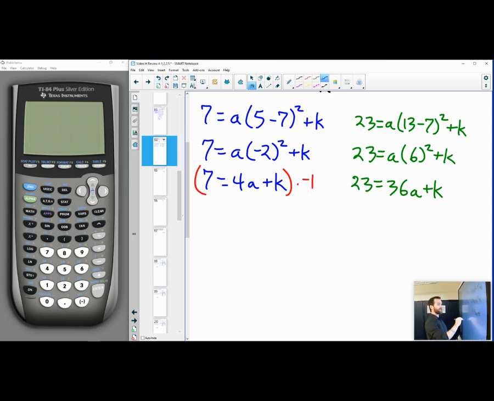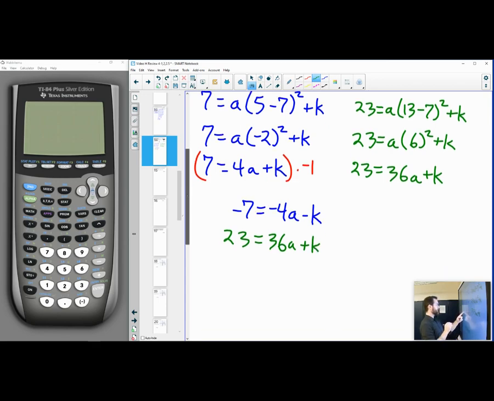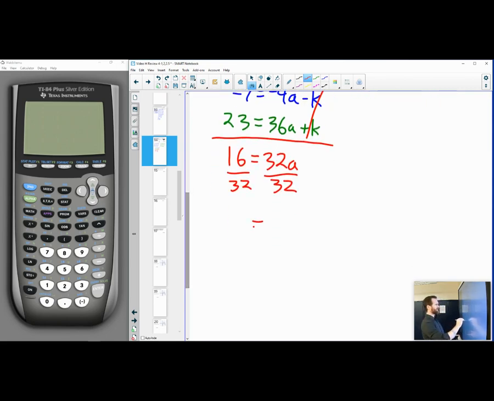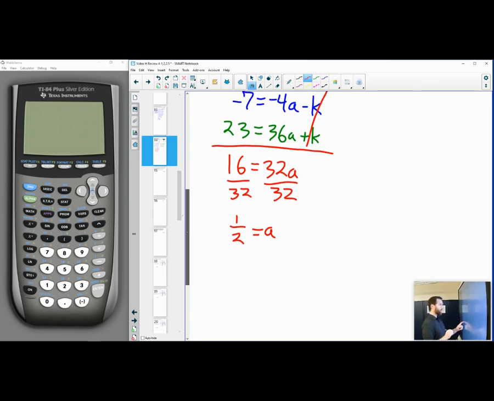Then the blue one becomes negative 7 equals negative 4a, almost forgot to distribute, minus k. And the green one stays the same, so I'll write it right under it. 23 equals 36a plus k. Scroll down. Now, if we combine these two equations, the k's will cancel out. They'll go away. So we'll only have one variable. So let's see, 23 take away 7, that's going to be 16 if I'm doing that correct in my head. I think I am. Equals 32a. Yep, looks good. Divide by 32. And I think that's 1/2, right? Yeah, a equals 1/2. So we are halfway to our answer.